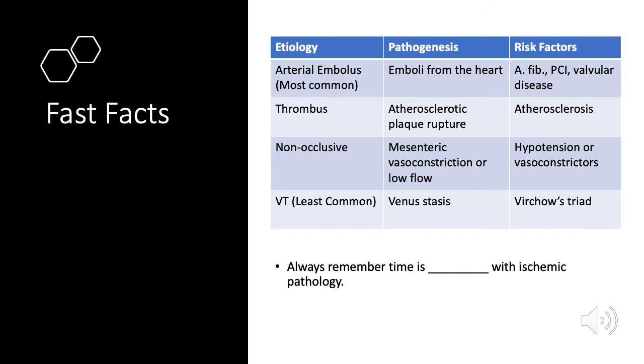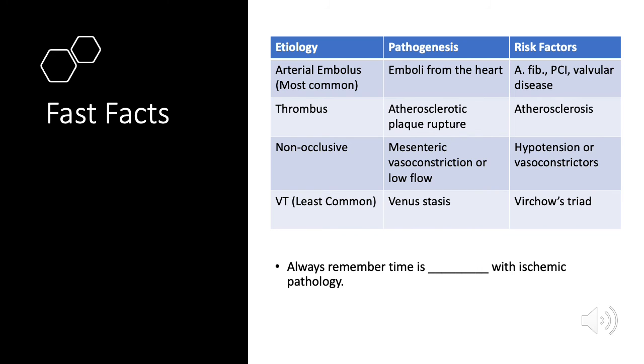Now it's time for some fast facts and practice pearls about mesenteric ischemia. We're going to discuss common etiologies, pathogenesis, and risk factors for different types of mesenteric ischemia. The most common type is arterial embolus, which is caused by an emboli from the heart being lodged in a peripheral vessel, in this case, the mesenteric vessels. Risk factors here are AFib, PCI in patients with coronary artery disease, and valvular disease.